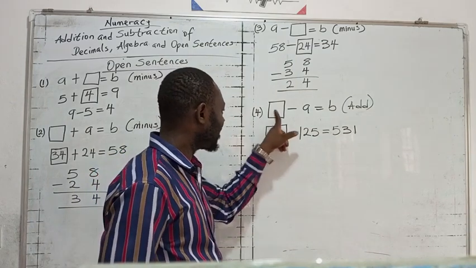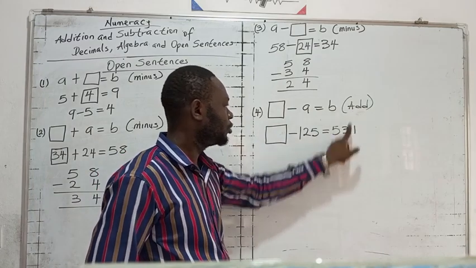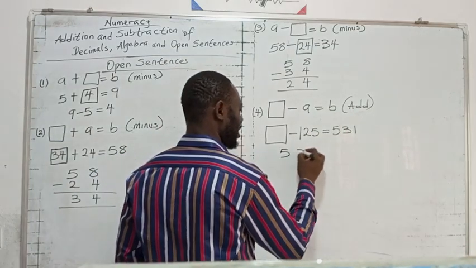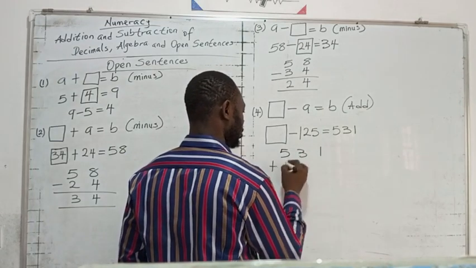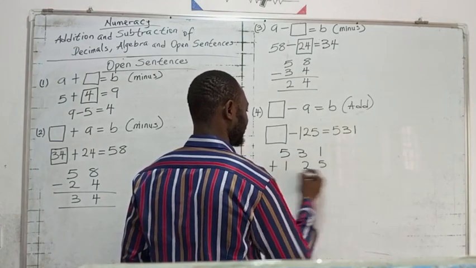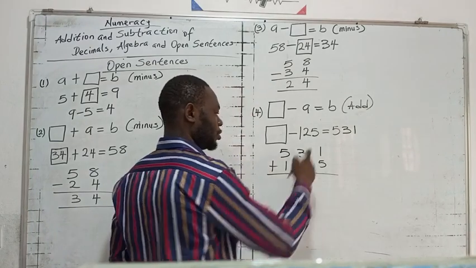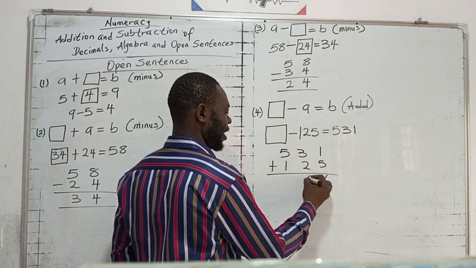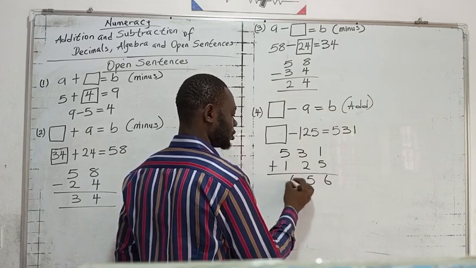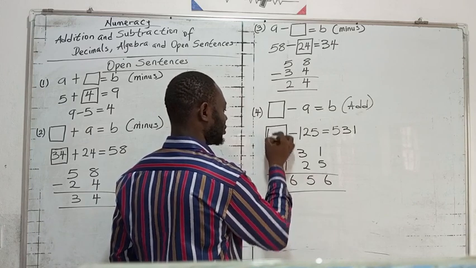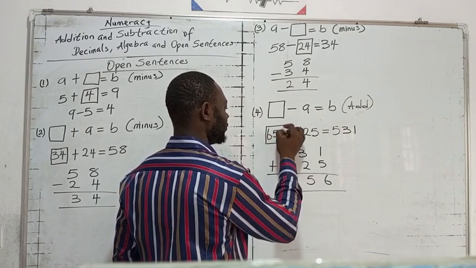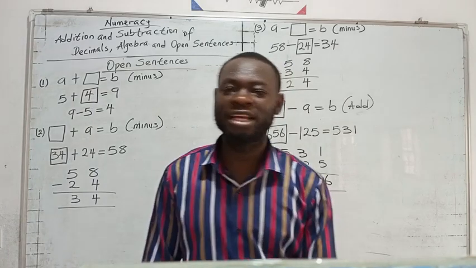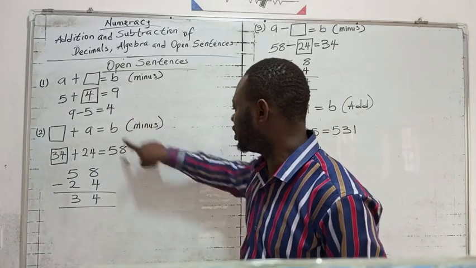And we said, whenever it's arranged like this, we add. So to get this answer, we simply do 531 plus 125. 1 plus 5, 6. 3 plus 2, 5. 5 plus 1, 6. Therefore, the missing number is 656. Alright? So, whenever you see an open sentence problem, look out for these patterns.